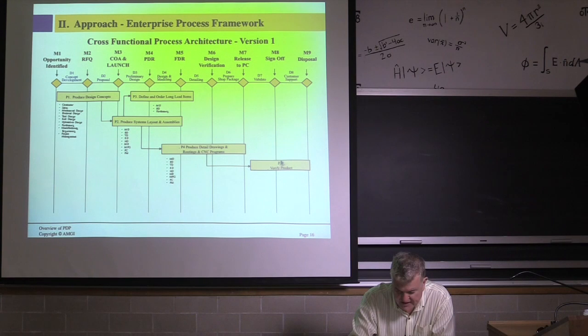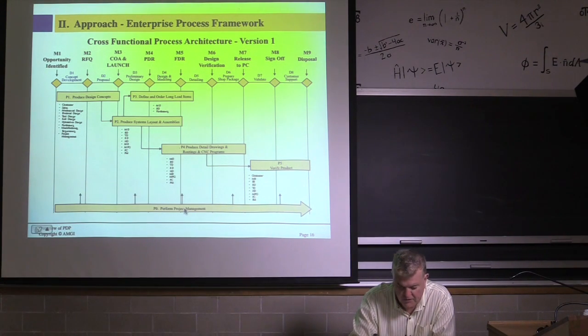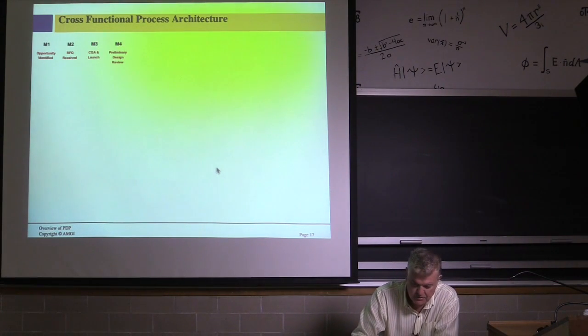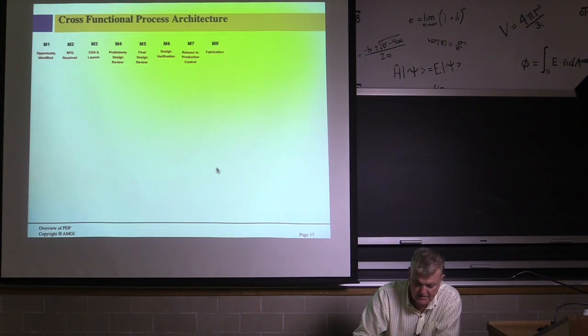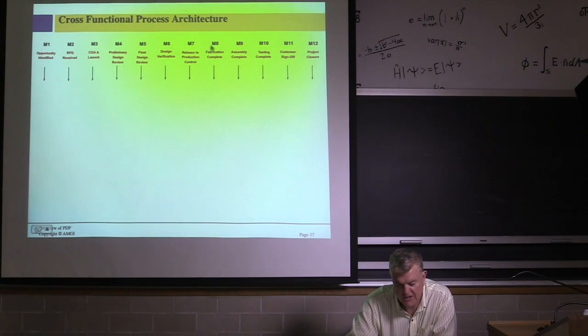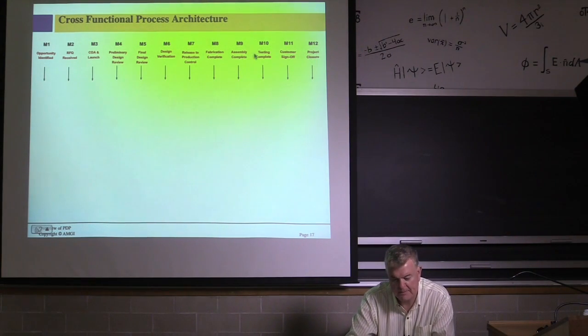And this is verifying the product, process 5. And this is perform project management of the project management office. I think the next one is we added, this is it. So notice here, we added a whole lot more milestones. So we had release to production and then fabrication complete, assembly complete.